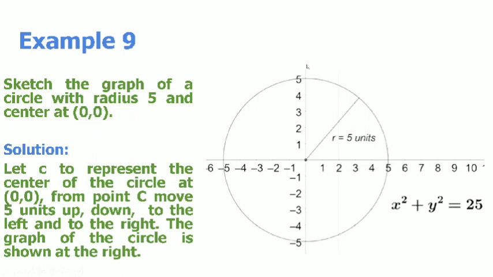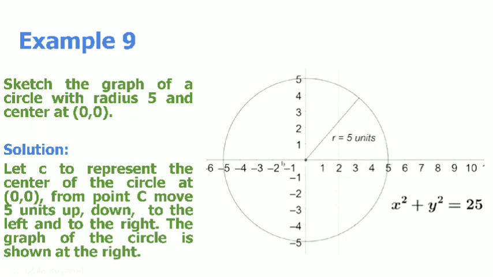Okay? And then 9th example, sketch the graph of a circle with radius 5 and center at 0, 0. Okay, so this is the y-axis, this is the x-axis, and the point of origin is here. So that is 0, 0. And then the radius is 5. So we will count 5 units to the right. 1, 2, 3, 4, 5.